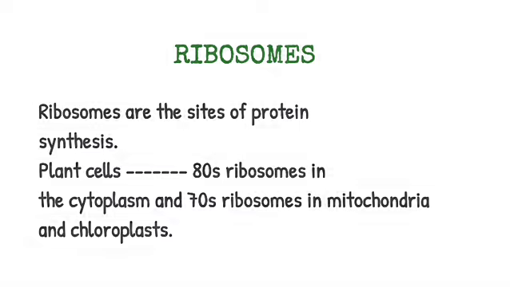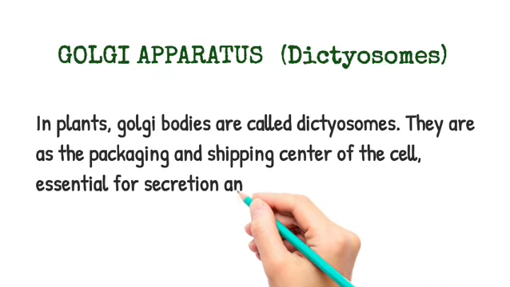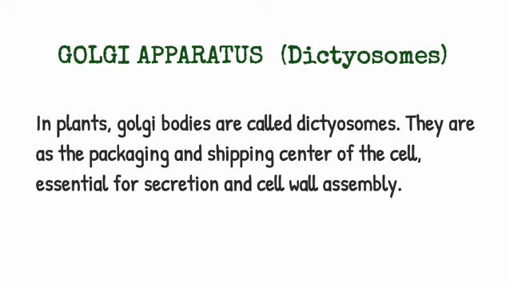Next is the Golgi apparatus. In plants, Golgi bodies are also called dictyosomes. The functions include packaging, secretion, cell wall polysaccharide synthesis, and vesicle formation. Without Golgi body secretion, cell wall assembly would be severely affected.